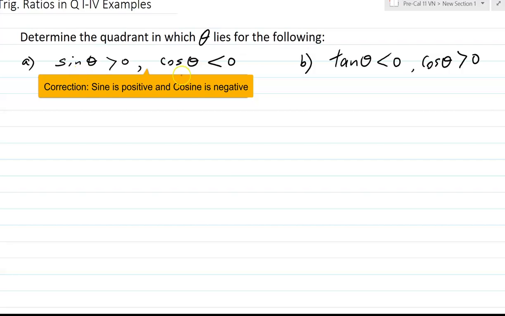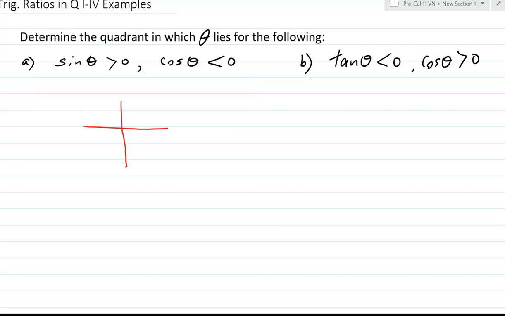Sine is positive, cosine is negative. So quickly, let's go through a diagram right here, and we're going to shade the area that is positive. What are the areas where sine is positive? Well, sine is positive in quadrant 1 and quadrant 2. We know that, all right? And cosine is negative in quadrant 2 and quadrant 3.